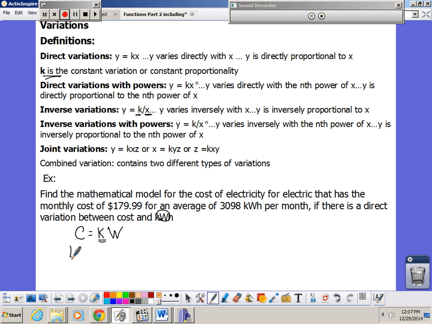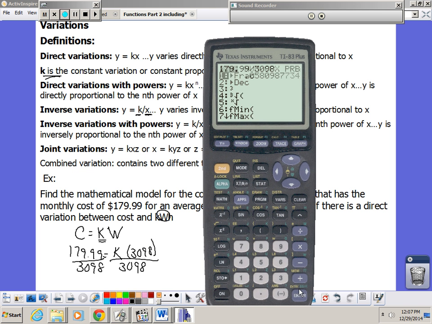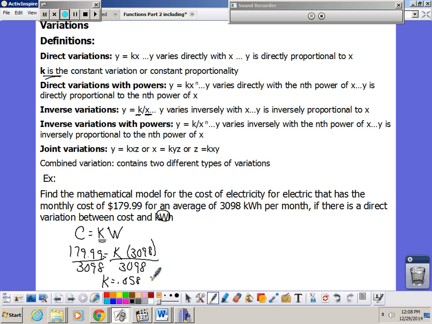Okay, so my cost was 179.99 equals K times 3098, divided by 3098. So 179.99 divided by 3098 equals, see if we can change that to a fraction. We can't, so we'll round it. So K is approximately 0.058. So my formula would be C is equal to 0.058 W.